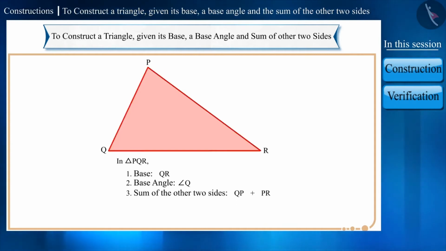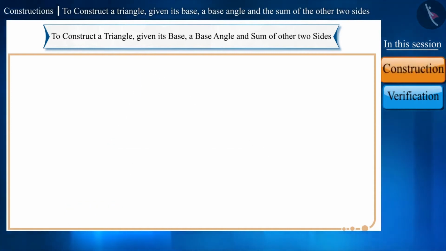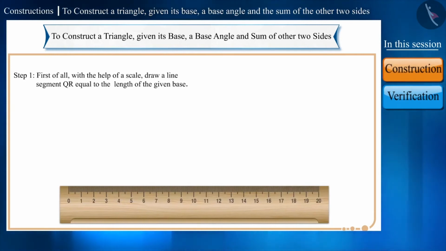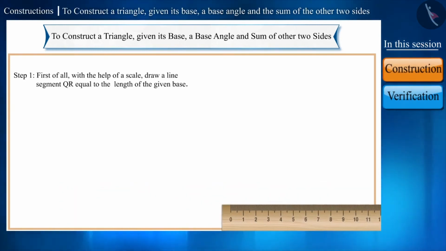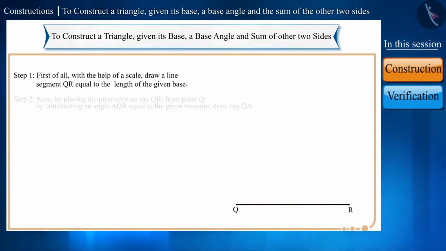For the construction of a triangle, information of three parts is essential. Here, information of three parts of triangle is given. Think, is this information sufficient for the construction of a triangle? Yes, and the steps for the construction of such a triangle are as follows. Step 1. First of all, with the help of a scale, draw a line segment QR equal to the length of the given base.